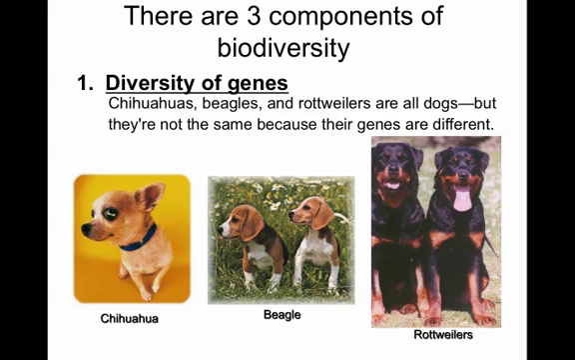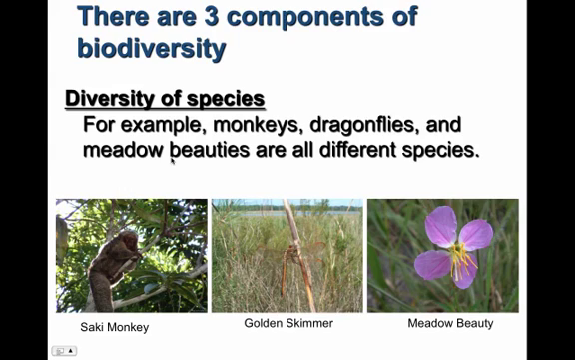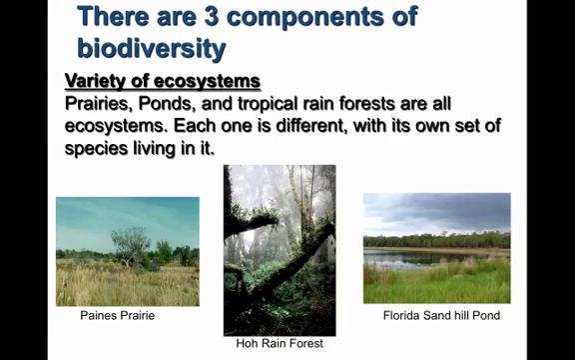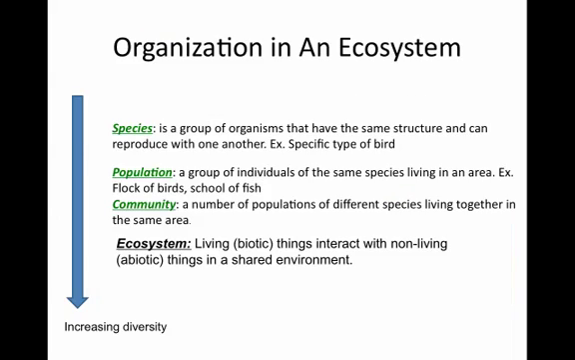So there's 3 ways that biodiversity is created. One which we'll look at later on, topic 4, and that's diversity within our genetic makeup. For example, dogs have genes that are different within their groups. Diversity within species, for example, monkeys, dragonflies, and diversity within ecosystems. So let's look at how an ecosystem is organized from smallest to increasing in diversity.